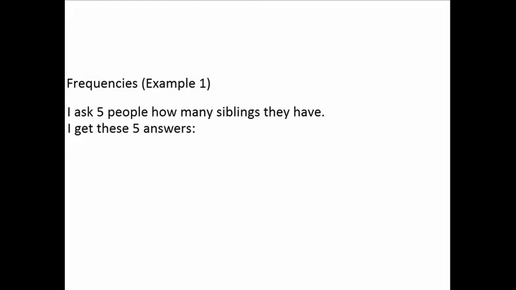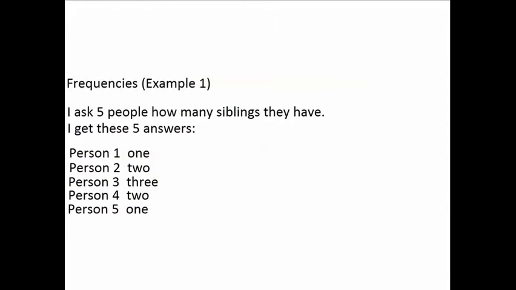For our first example, let's imagine that I've asked 5 people how many siblings they have, and I recorded these 5 answers. 2 people told me that they have 1 sibling, 2 people told me that they have 2 siblings, and 1 person told me that they have 3 siblings. This answer of 1 appeared 2 times in the data set. This answer of 2 appeared 2 times in the data set, and this answer of 3 appeared only 1 time in the data set.